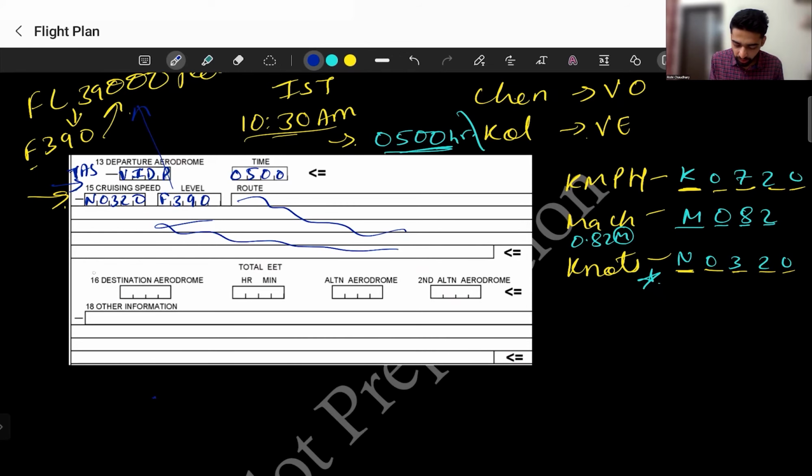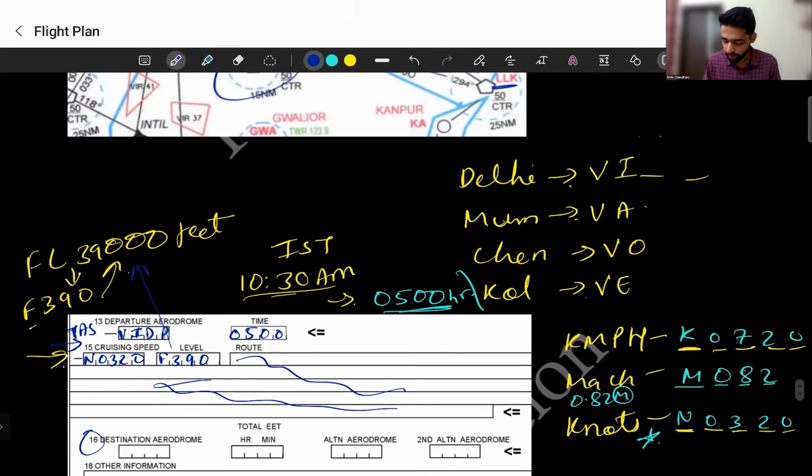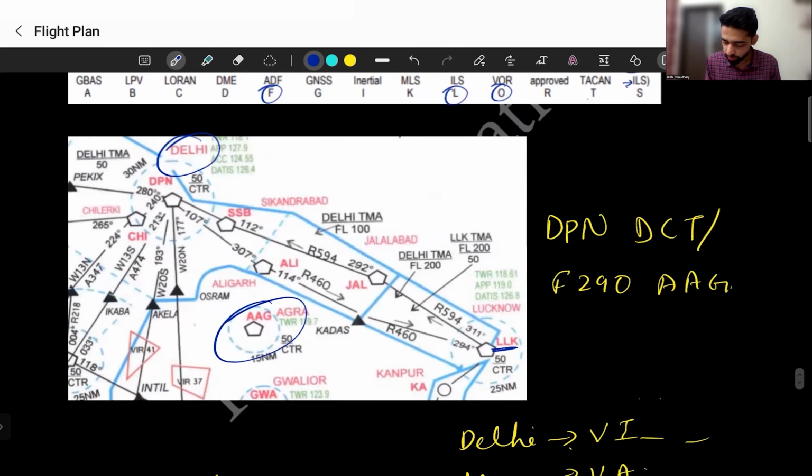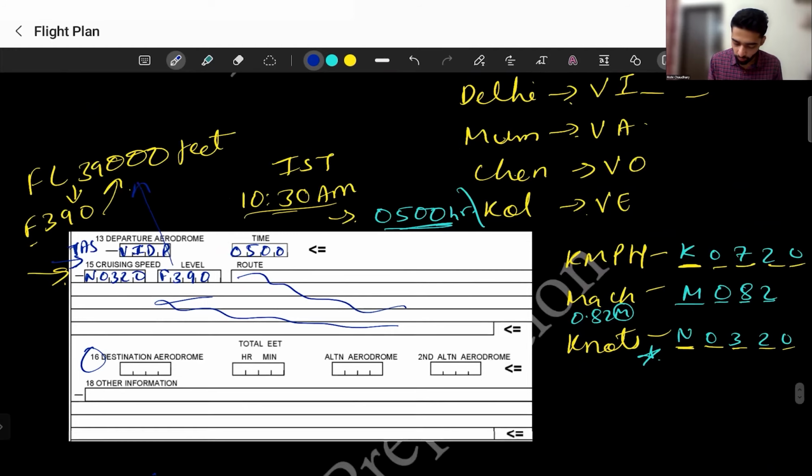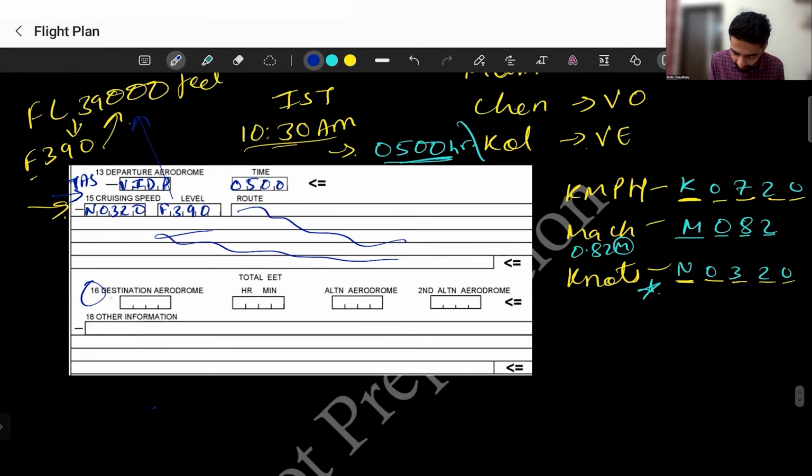Now let's come to item number 16, that is destination aerodrome. Destination aerodrome is nothing but the name of the destination aerodrome. So we know this is LLK, Lucknow, and we know the initials that will come for the Delhi FIR. So what will I write? Victor India, and then LLK will have L and K. So I will say Victor India Lima Kilo will be my destination aerodrome. If you don't know the name, you can even write Zulu Zulu Zulu Zulu.